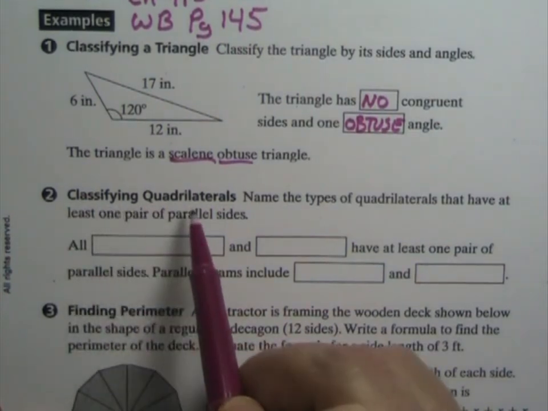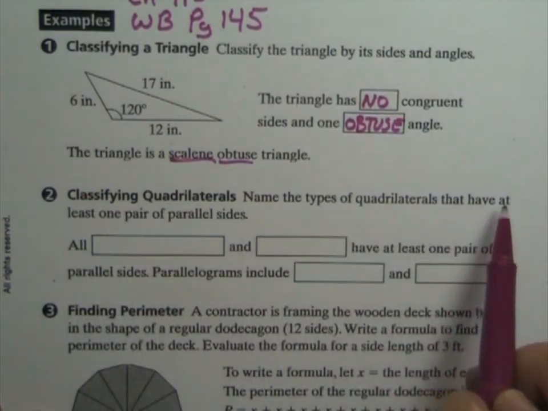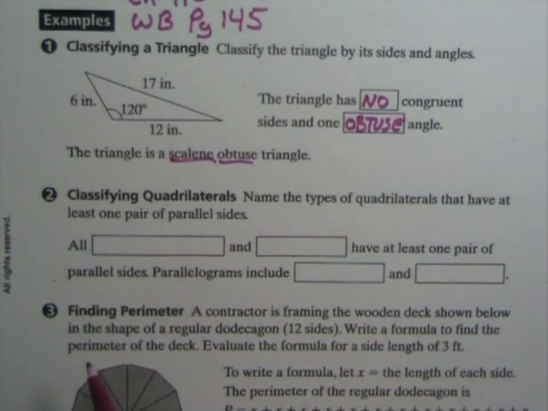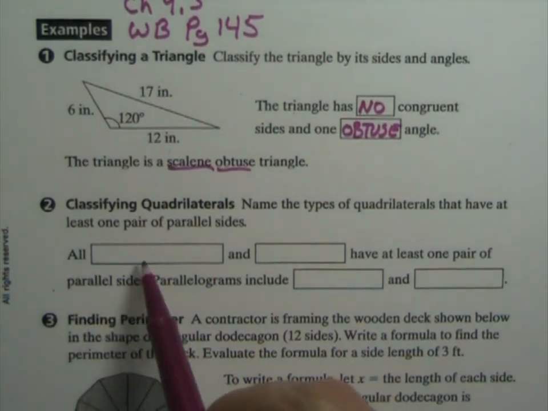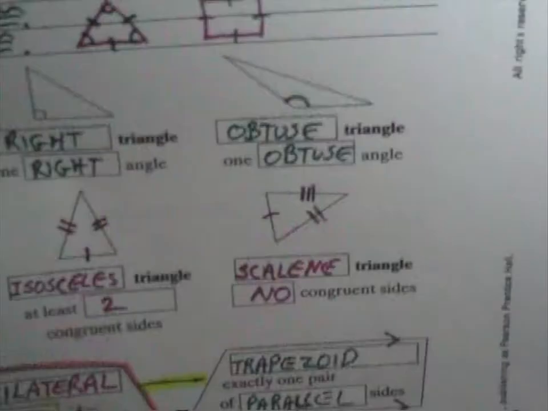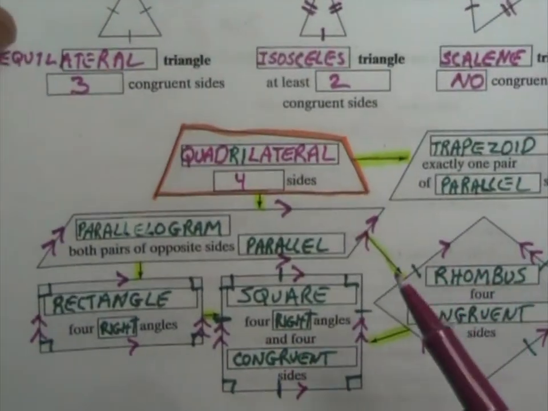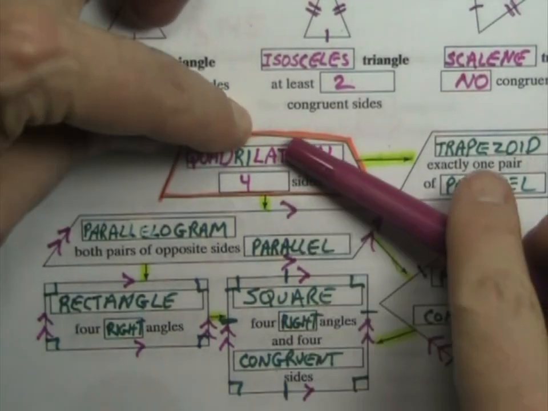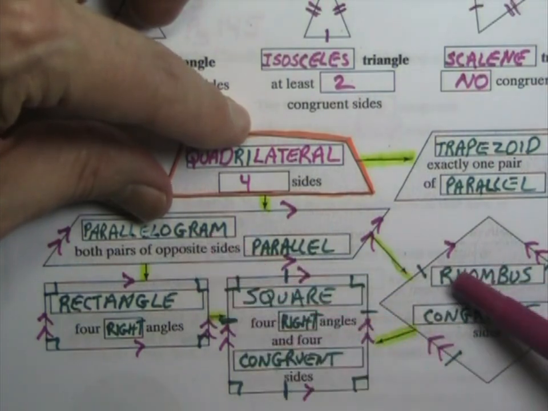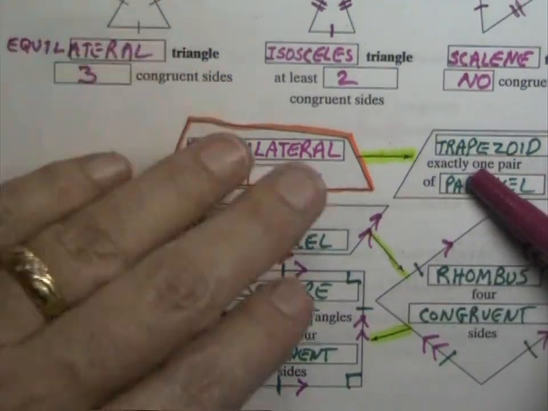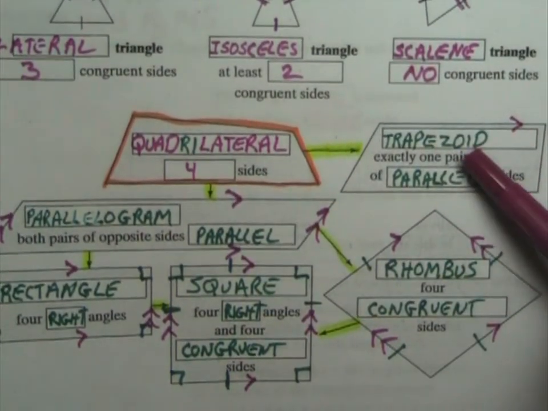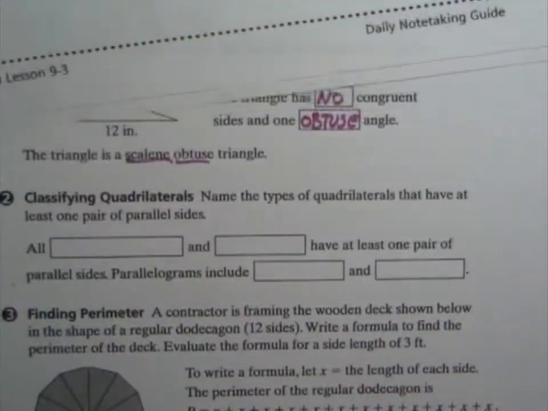Example 2, classifying quadrilaterals. Name the types of quadrilaterals that have at least 1 pair of parallel sides. So all blank and blank have at least 1 pair of parallel sides. Well, let's look at our picture. Again, here's a quadrilateral. We have this branch, parallelograms. They have 2 pairs of parallel sides. And then we have a trapezoid, which has 1 parallel side. These have 2, that has 1 pair.